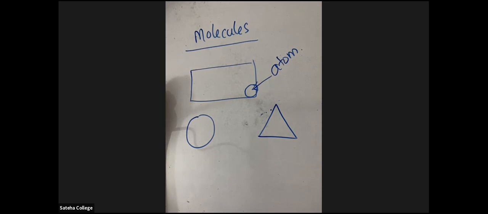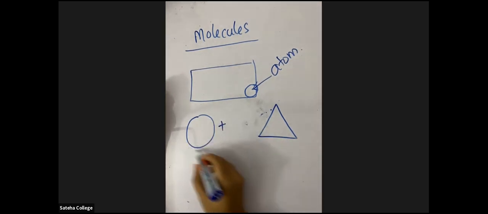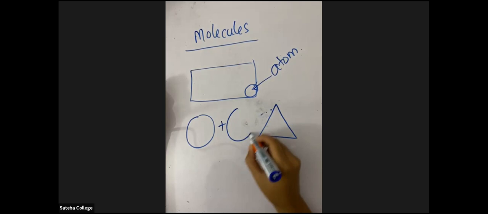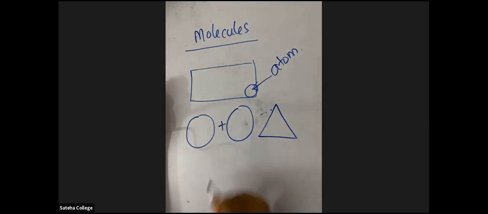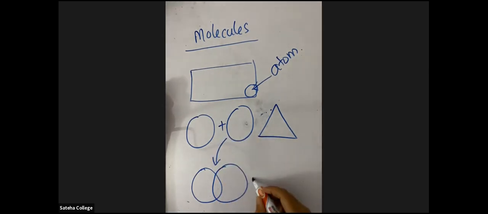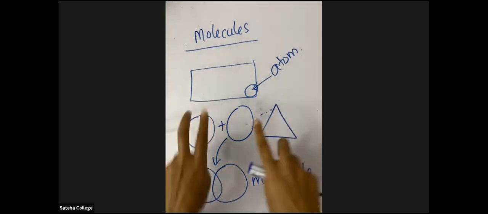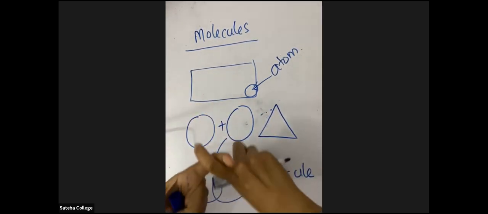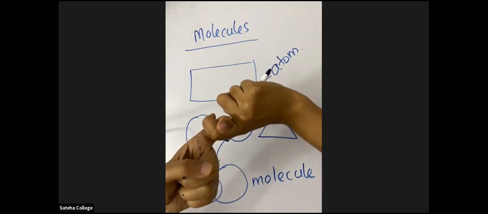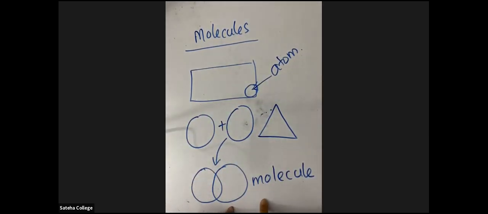Now listen to me very carefully. If you have two similar circular atoms combined together, you call it a molecule. Say with me, what is a molecule? Two atoms combined together form a molecule. Now you can have two combinations.